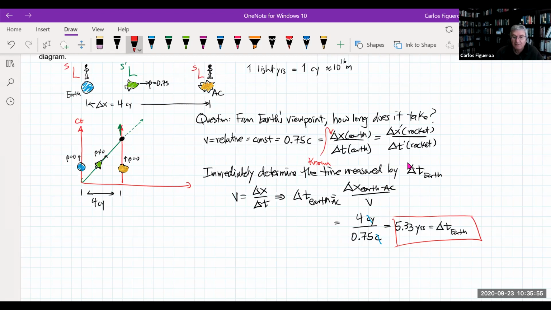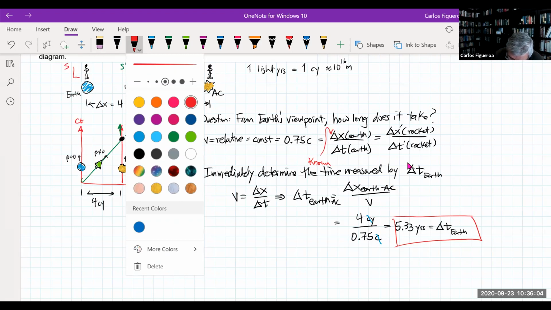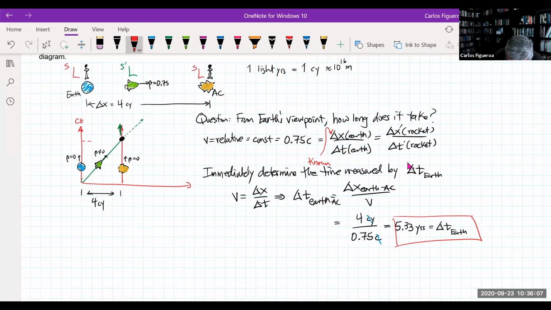So what does this time of 5.33 mean? Well, when I look at this time right here, if I do some transformation, this time in the Earth frame is going to be 5.33 years. That's what I just calculated. And note that I didn't have to spend any time thinking, oh, is it the Earth that's moving, or is it the rocket that's moving relative to me? It's because of the relative velocity. It's got to be invariant for all observers.